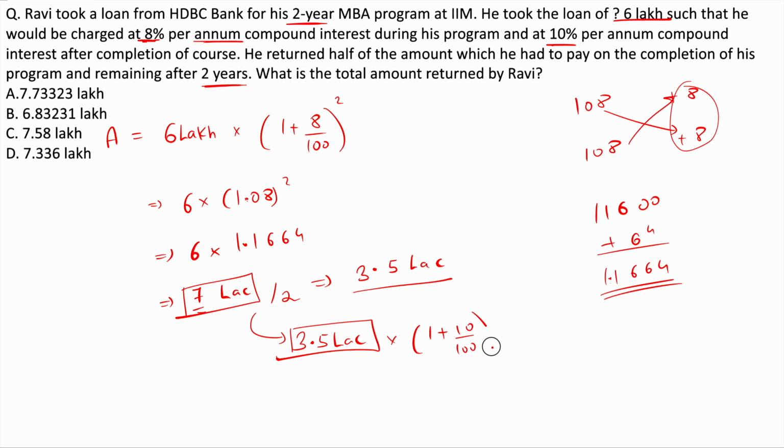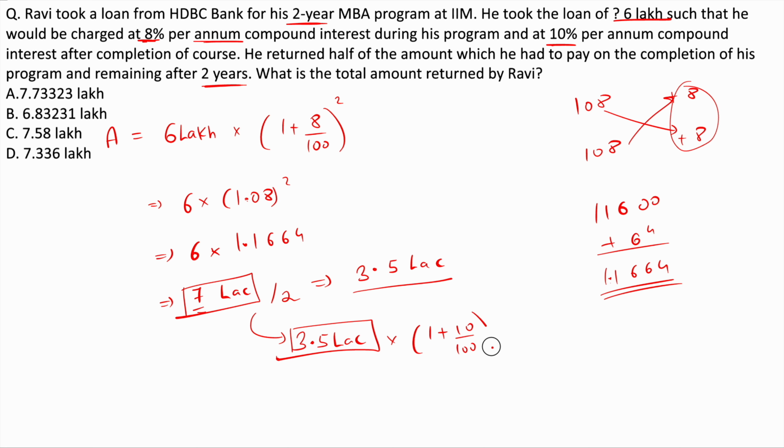So 3.5 into 1.1 square, right? 1 plus 10 by 100 is 1.1 square. This is 3.5 into 1.21. So if you multiply this roughly, you get 4.2. He's paying approximately 4.2 lakhs after 2 years, right? 3.5 lakhs he's paying after his MBA and 4.2 after 2 years. The total amount he has paid is 3.5 and 4.2. That's roughly 7.7 lakhs and that's my A option.